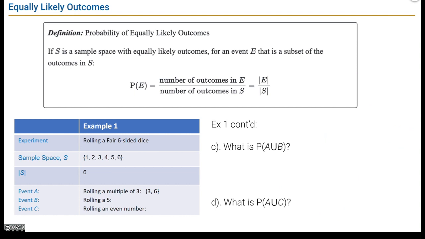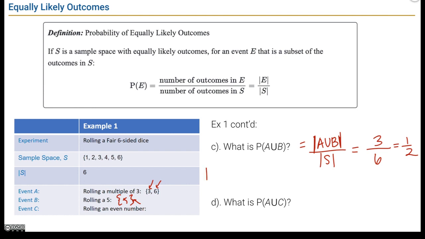Now, what about if I want to do union? So what if I have A or B, the probability of A or B? And so again, now I'm looking at the number of ways that I could get A or B. In other words, it's saying the number of elements in that set divided by the total number of elements in my sample space. And so here I have 6 elements in my sample space. The number of ways I could get A or B, I have 3, 6, or 5, so that's 3 total. Okay, that's one way to think of it.